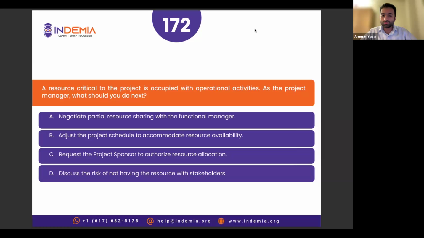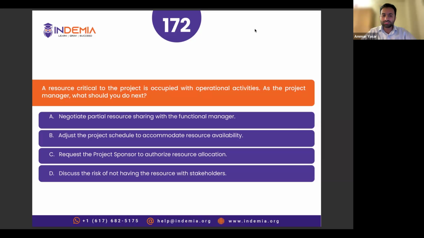Request the project sponsor to authorize resource allocation. Very important point. You'll see a lot of questions in the exam in which there would be unilateral information or communication, without taking into consideration the party with which you have a dispute or difference of opinion or conflict. So you have a problem with the functional manager here. Without taking them in the loop, you cannot directly escalate to the project sponsor.